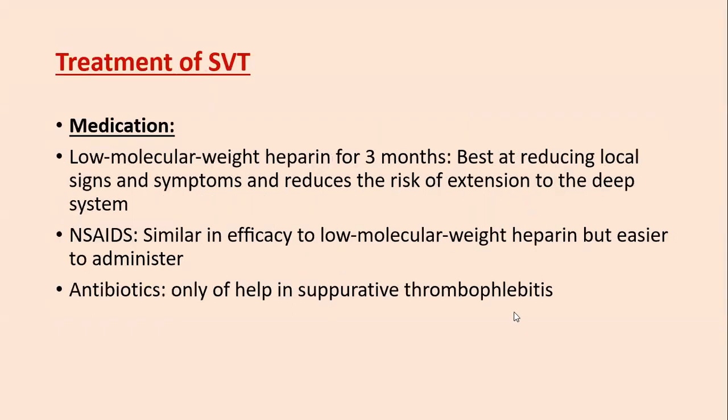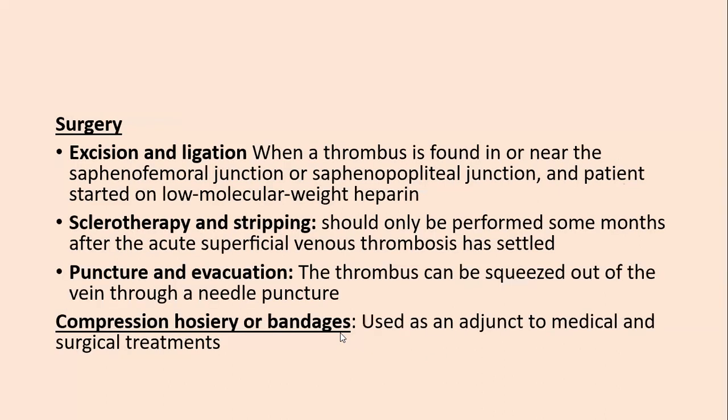Treatment of superficial venous thrombosis, the medication. Like DVT, low molecular weight heparin is given for 3 months. It is best at reducing the local signs and symptoms and reducing the risk of extension to the deep system if we start it early. NSAIDs are similar in efficacy to low molecular weight heparin but easier to administer. The ideal way is to start with low molecular weight heparin, then shift to NSAIDs. Antibiotics are only helpful if there is suppurative thrombophlebitis.